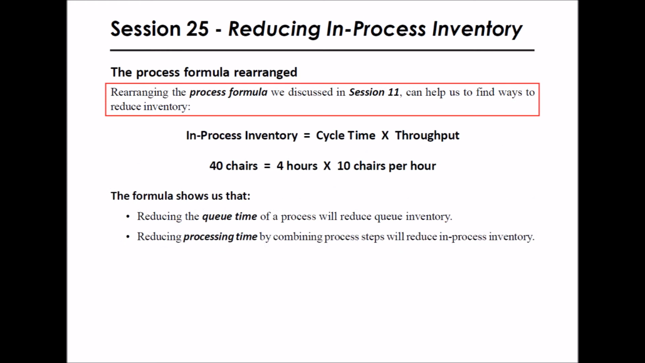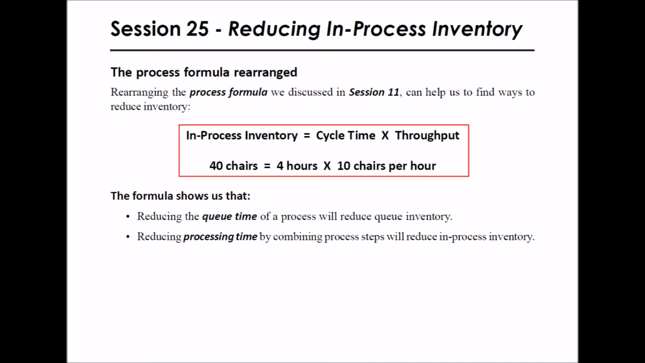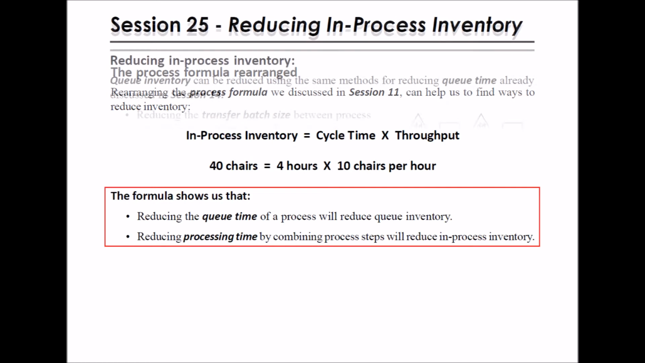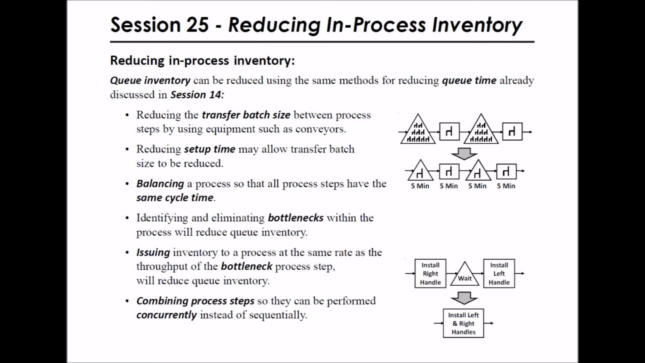Rearranging the process formula we discussed in sessions 11 and 16 can help us to find ways to reduce inventory. Rearranging the process formula says that in-process inventory equals cycle time times throughput. This tells us that reducing the queue time of a process will reduce queue inventory. Reducing processing time by combining process steps will reduce in-process inventory. In other words, reducing cycle time will usually reduce in-process inventory. To reduce in-process inventory, we use the same methods we use to reduce cycle time.